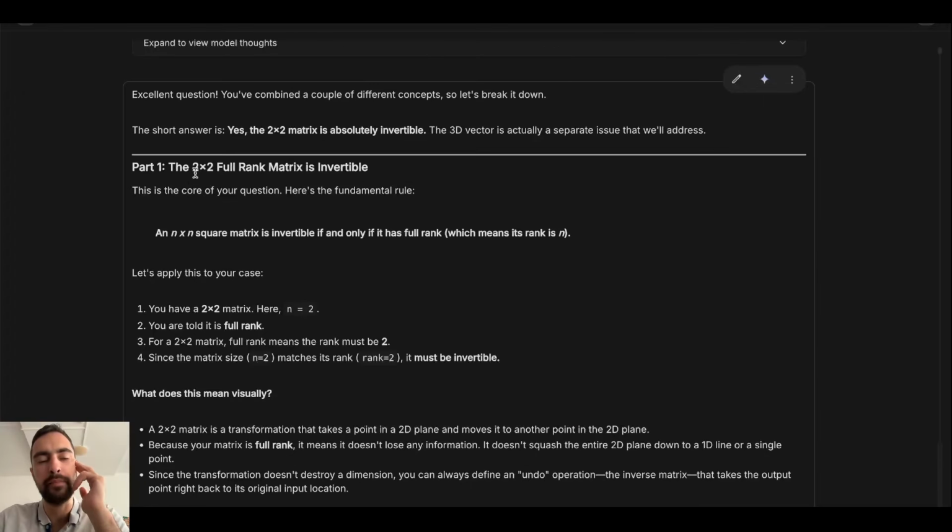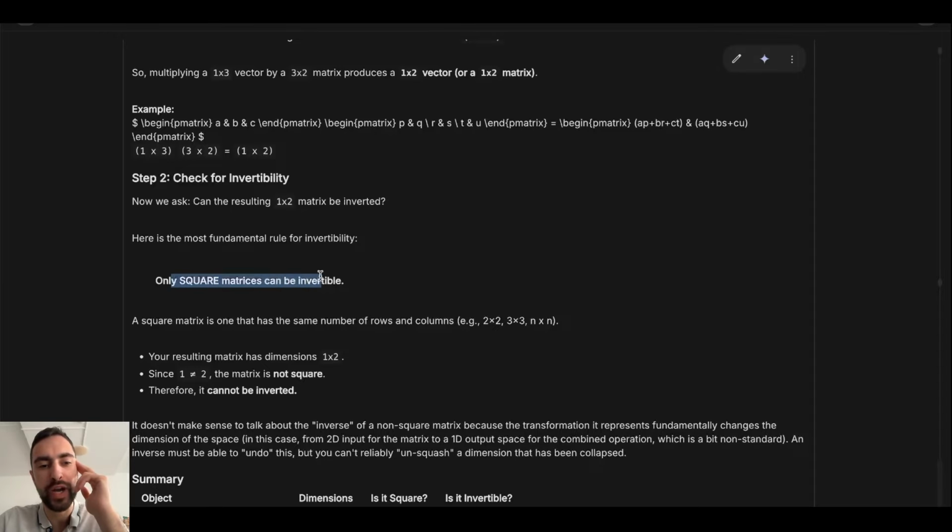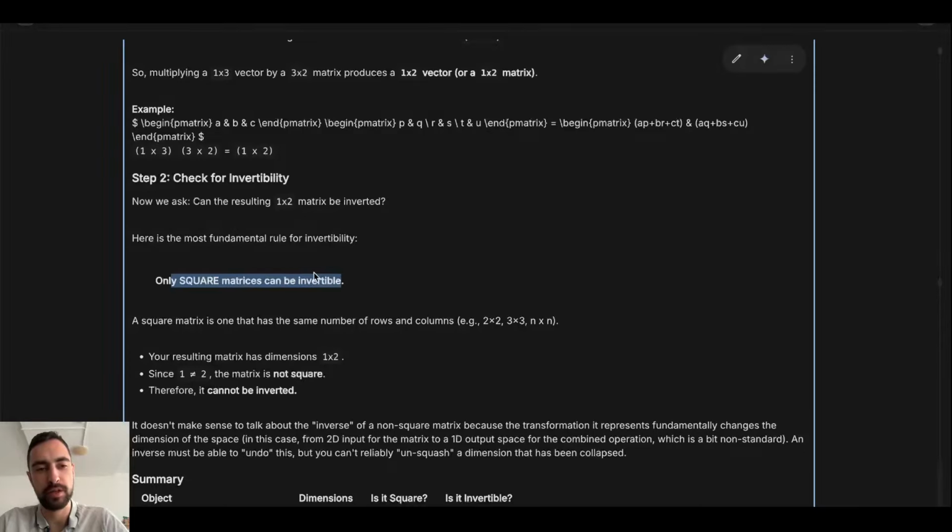If it's not, you look at the matrix itself. You don't even look at what vector it multiplies. So if it's a 2 by 2 matrix or 3 by 3 matrix, it doesn't matter which, we are not looking at the vector it multiplies, just looking at the matrix. And so if it's full rank, it's invertible. So only square matrices can be invertible.